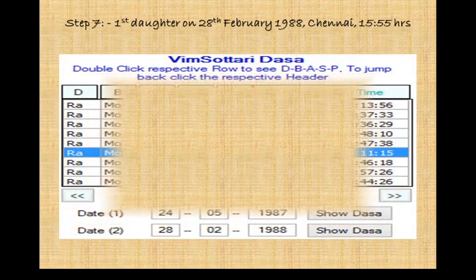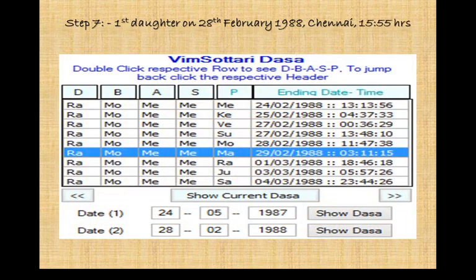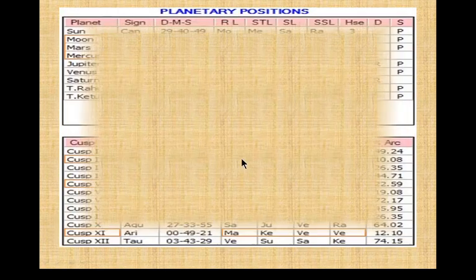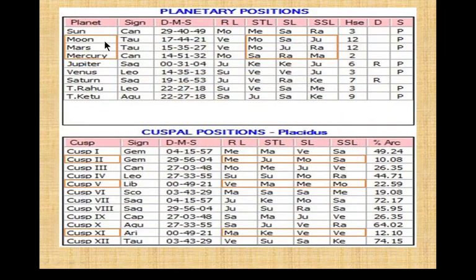Now let's move to another event. On 28th February 1988, he became father for the first time. Birth of first daughter, and Dasha on that very day was Moon, Mercury, Mars. We have to focus on Bhukti, Antar, Sukshma and Prana. So Moon, Mercury, Mars. So let's study the Dasha. Let's study these three planets.